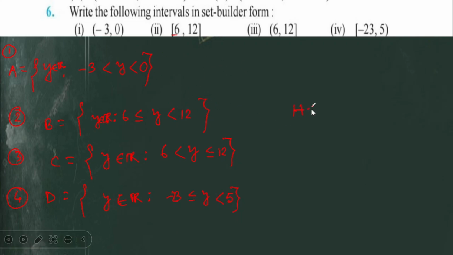Your homework is that you have to represent these intervals graphically, meaning on the number line. I hope you understand all the concepts here. Do these sums properly. In the next class we'll discuss the remaining sums, that is question number 7 and 8. Then we'll discuss another exercise. Thank you for watching.